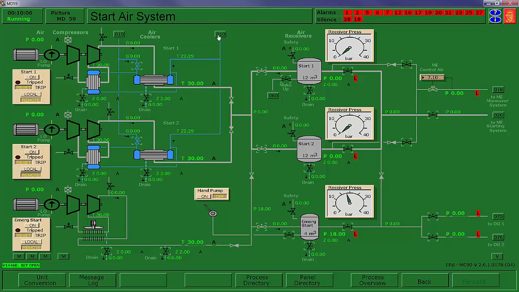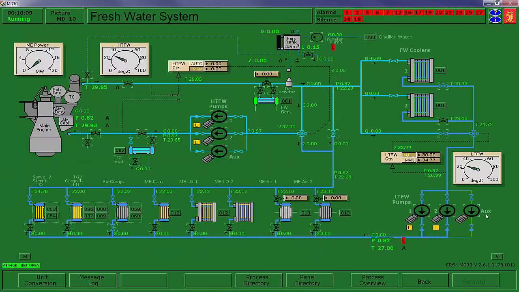All right, that's good. Let's go back to the freshwater system, and we can go ahead and start an auxiliary pump. Make sure that you have pressure and make sure that you have a flow. We're not going to do anything with the high temp freshwater at this point because we have no heat to put on it. So we're going to ignore it for now.